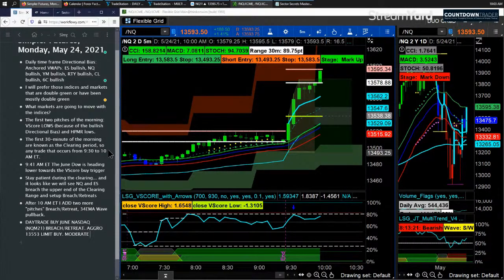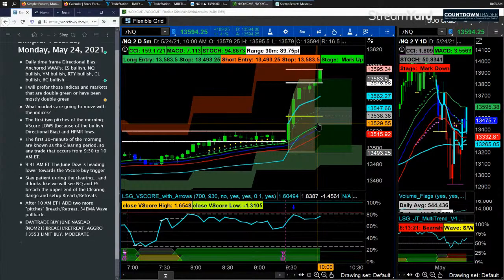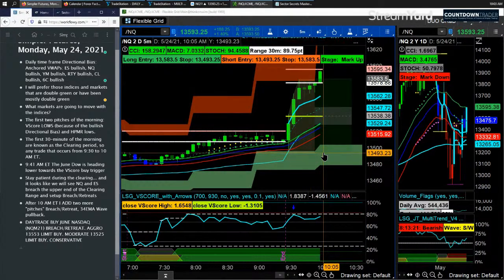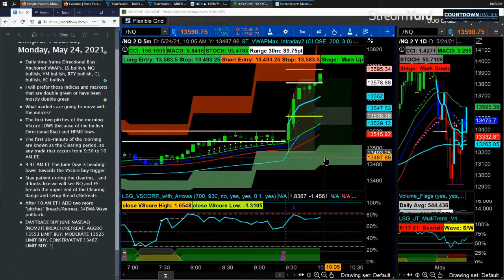All right, moderate is going to bring me down to 13.5. I'm going to go with 525 on that. A little bit lower, and I'll show you why in just a moment, because I want to be able to compensate for the fact that we have the clearing range low plus the HPMR. So I'm going to make my conservative down around 13,487, which will allow me to move my stop a little bit lower to compensate for the volatility, which is the stop loss at 13,475.